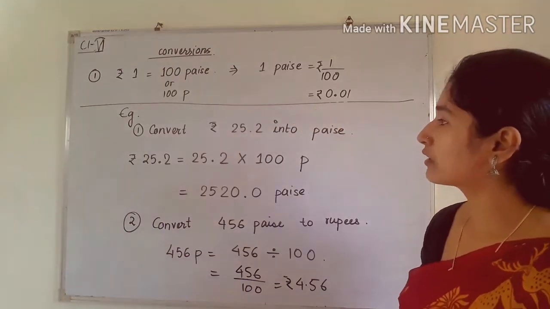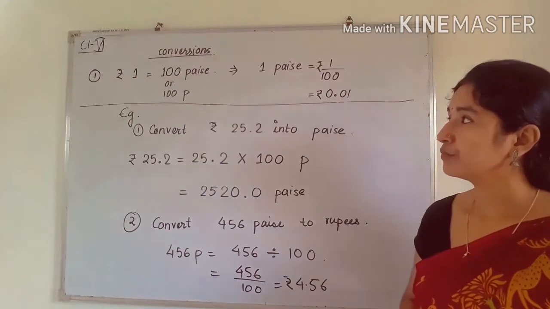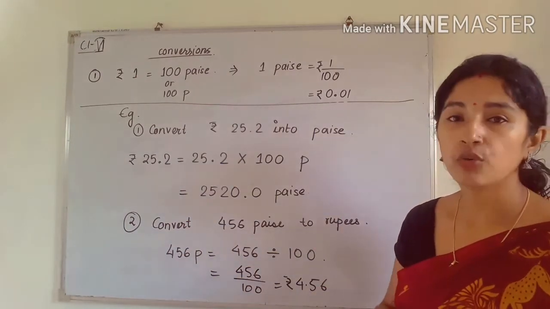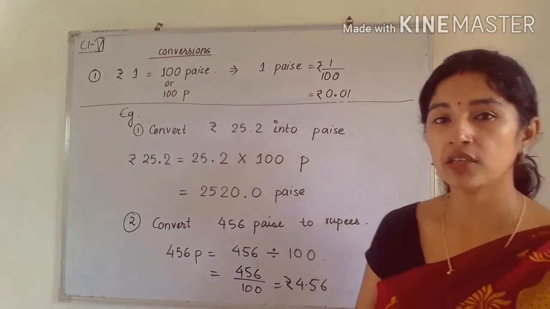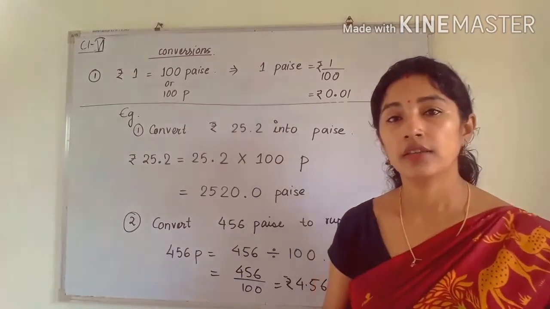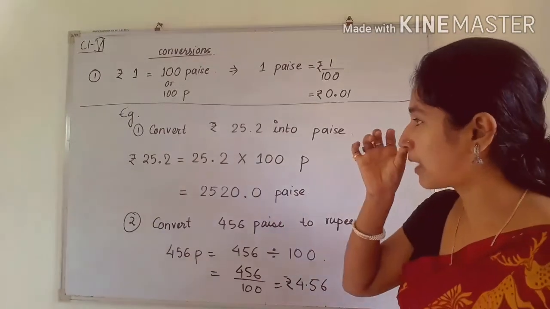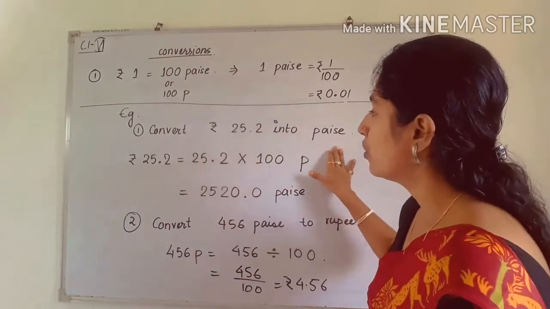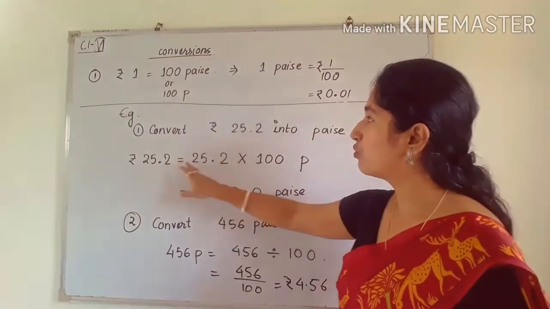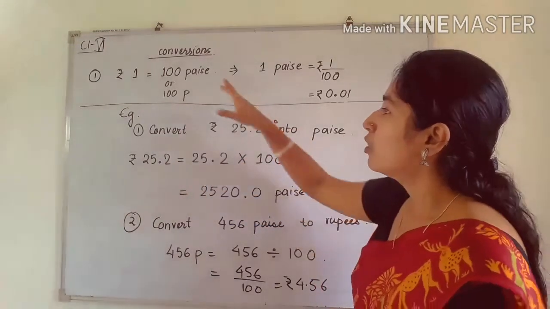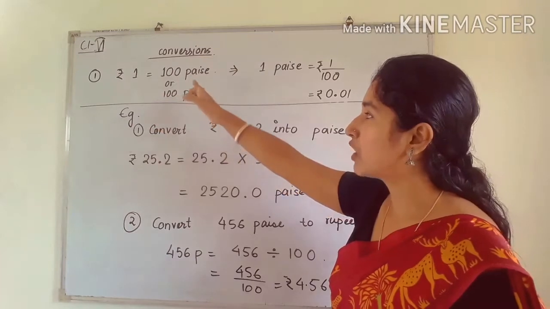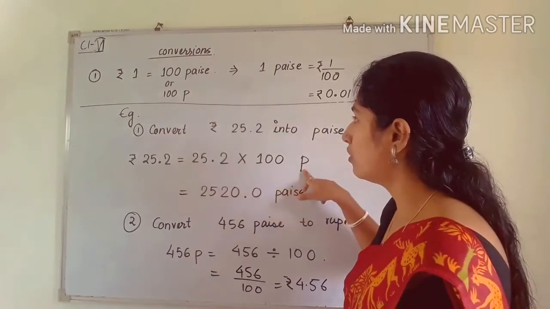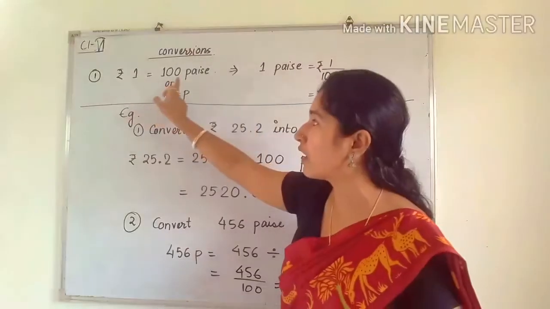Okay, so come to the next question. The next question is on this conversion only. How to convert rupees to paise and paise to rupees, that I will discuss in one example. In the first example I am converting rupees to paise. This is rupees 25.2, and we have to convert it into paise. When we convert into paise, we have to multiply it by 100. So 25.2 into 100, because 1 rupee is 100 paise.